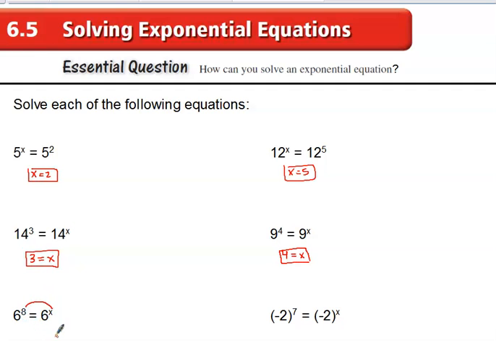Here, since the 6's are the same base, my exponents must be the same, so x would have to be 8. And negative 2 is my base on the left and on the right, which means that in order for the left and the right side to be the same, my x would have to be a 7.